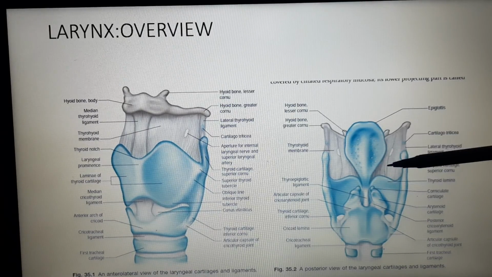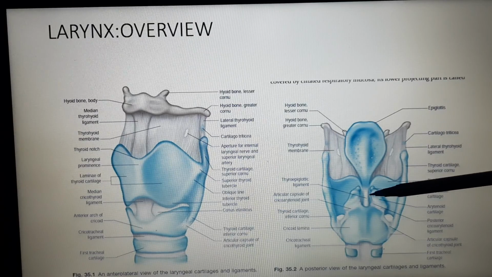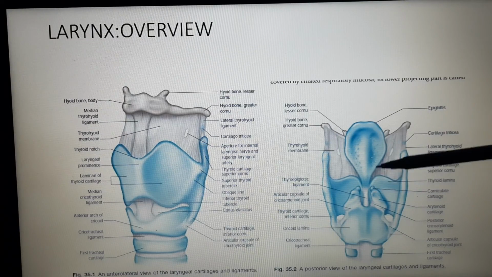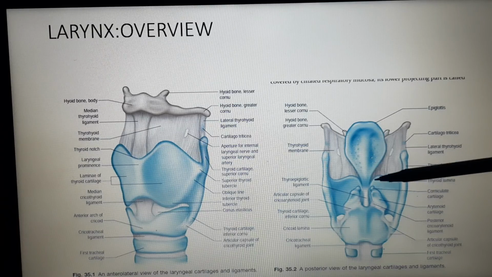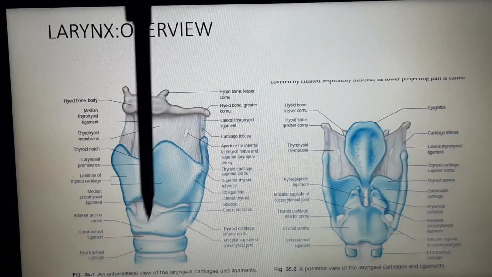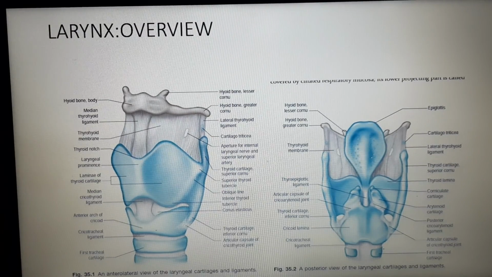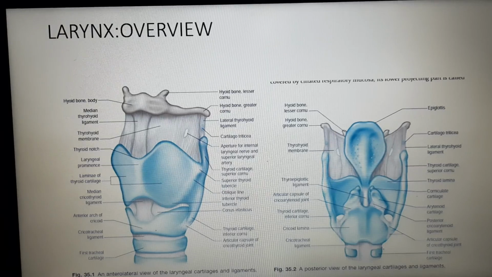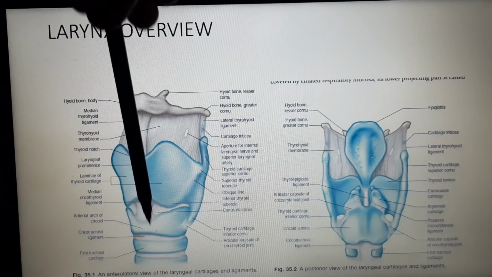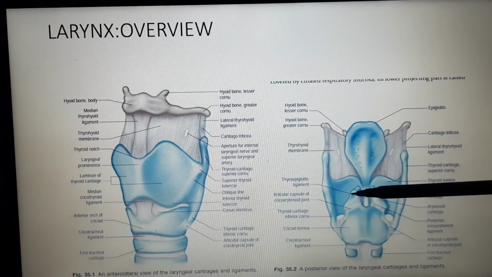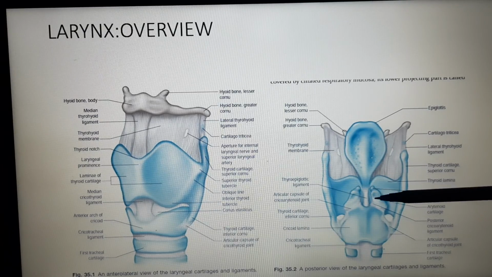So once again, arytenoid, corniculate, and cuneiform. These 3 cartilages are paired, and thyroid, cricoid, and epiglottis are unpaired cartilages. If we study the nature of these cartilages, then the thyroid cartilage, cricoid, and lower half of the arytenoid cartilage are hyaline in nature.